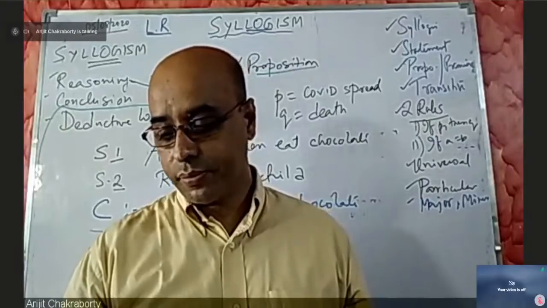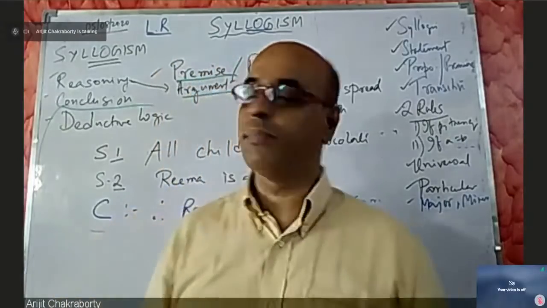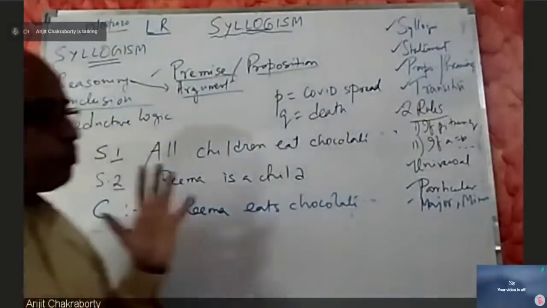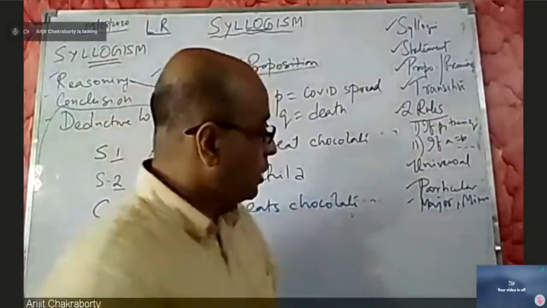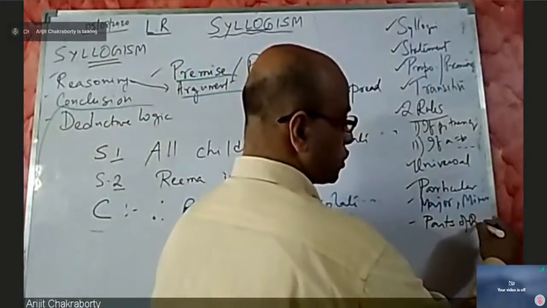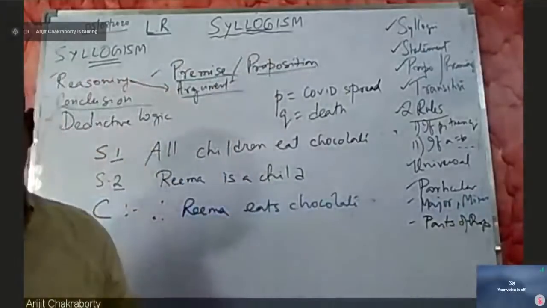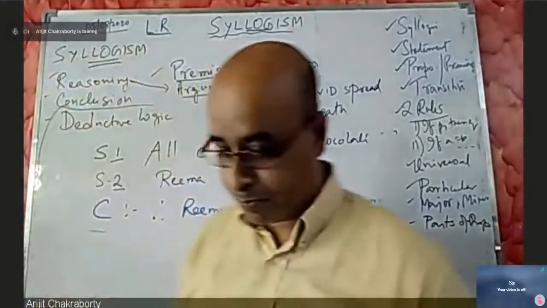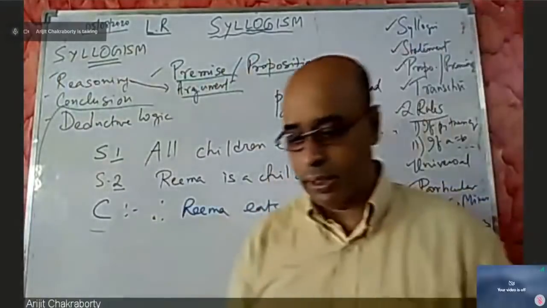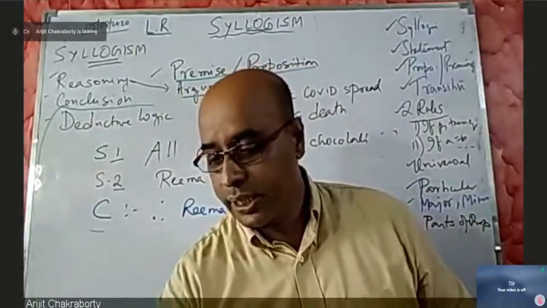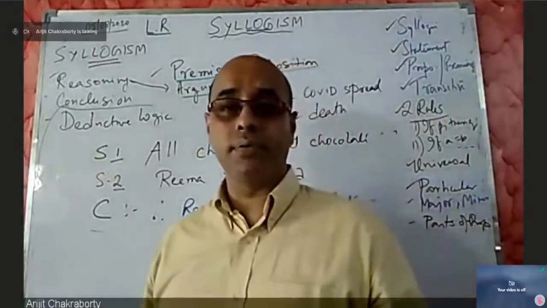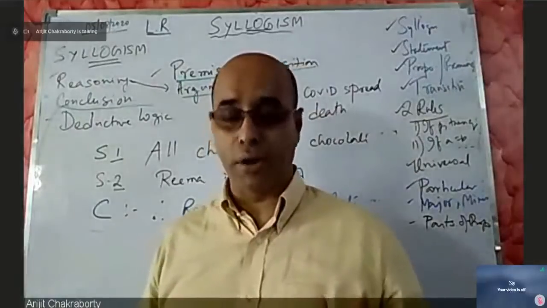there are 4 parts of a proposition. Now we shall see the type of parts, the 4 parts. So I'm writing here the 4 parts of a proposition. Parts of proposition. Let me take the example: all children eat chocolate. Fine, let's keep this example. Please note very carefully, dear students, 4 new words you will learn now.